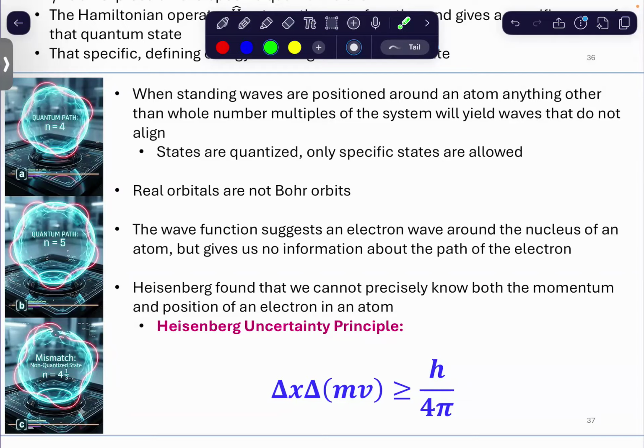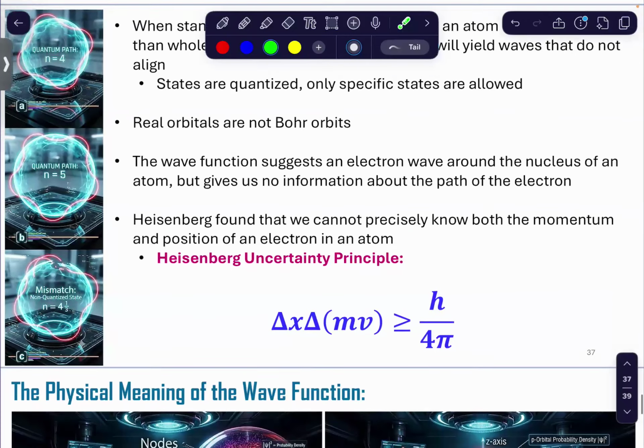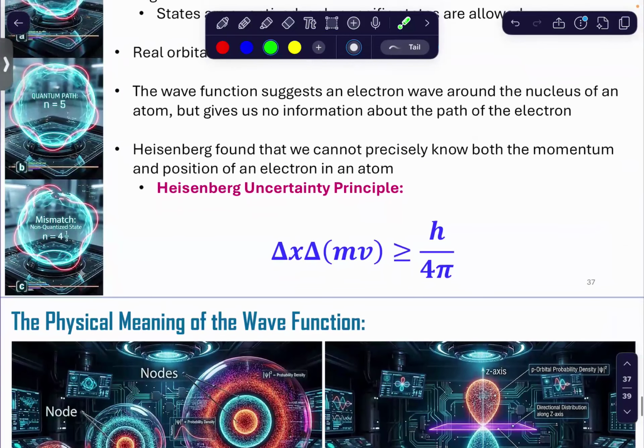We start to get an idea that these electrons are actually waves that spread out around the nucleus, but the wave functions themselves actually give us no information. They don't really tell us about the path the electron is following. This all ended up leading to what's known as the Heisenberg uncertainty principle, where you have delta x times delta mv, or mv is actually momentum, which we call p.